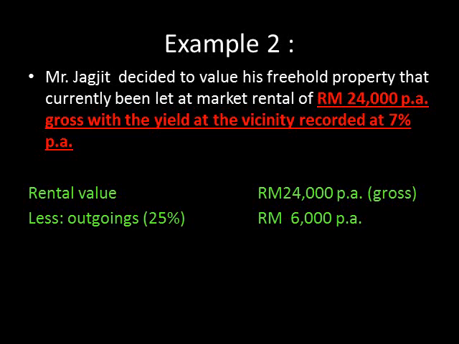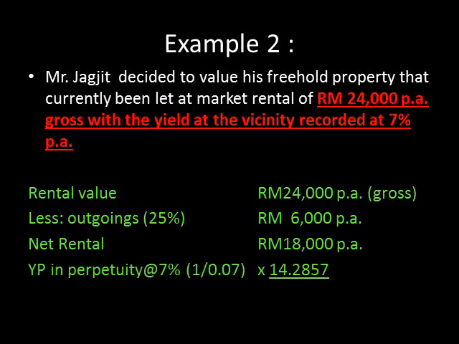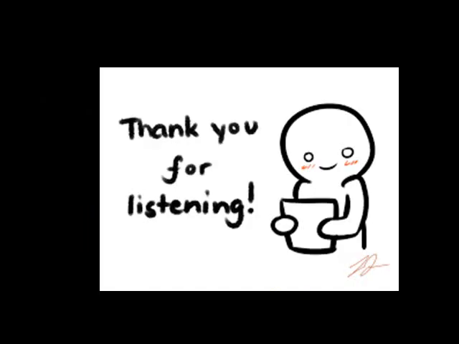We assume we less outgoings of 25% because it is gross. 25% of 24,000 is 6,000, so we deduct 6,000 from 24,000, which equals 18,000. Then we multiply with YP in perpetuity at 7%. The formula is 1 over I, which equals 14.2857. So the market value is 157,142 ringgit. That's very easy. That's all, thank you for listening.